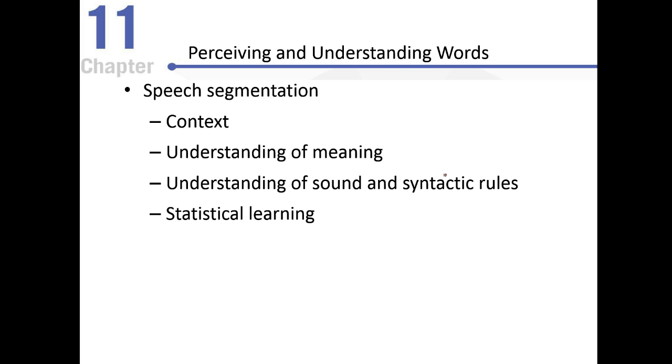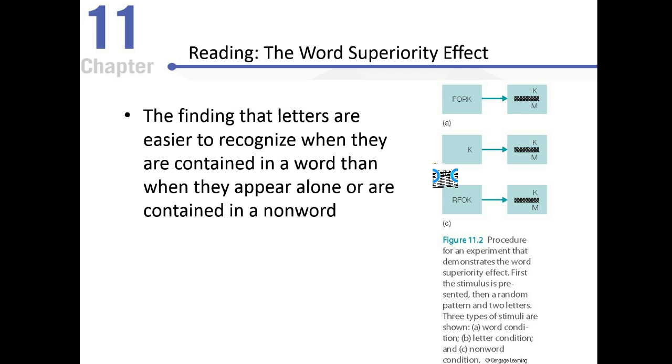So we've seen that context helps us perceive sounds in spoken language. It turns out that it also plays a role in how we perceive written letters. Think about the word superiority effect. And this is the finding that letters are easier to recognize when they are contained in a word than when they appear alone or are contained in a non-word.